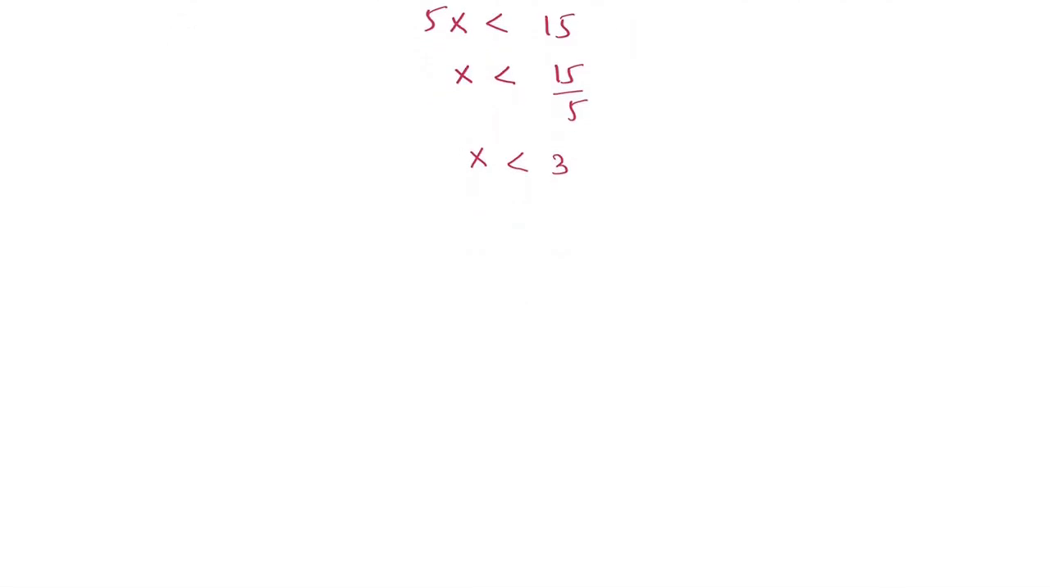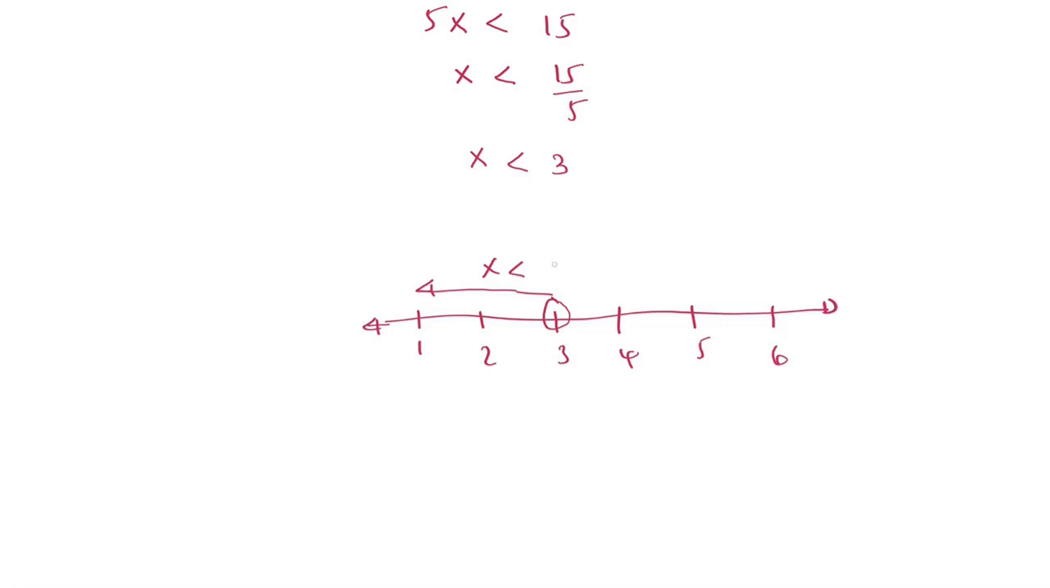Okay, so next we are going to represent this on a number line. We are going to draw the line, then label the line as 1, 2, 3, 4, 5, and 6. Then next, we are going to draw a shaded circle on point 3 and extend the line to show x is less than 3.